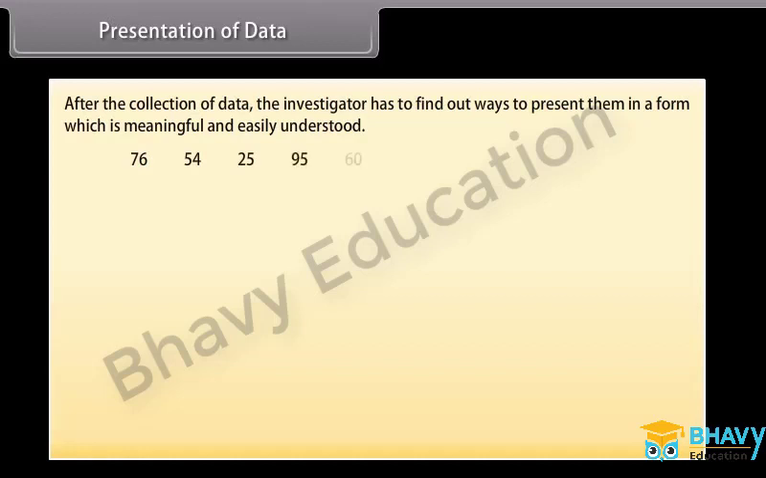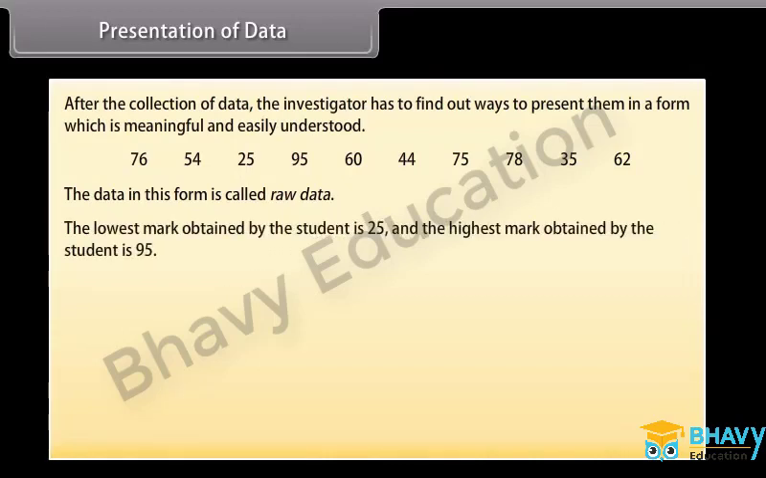Look at these numbers. These numbers are the marks obtained by 10 students in subject science. The data in this form is called raw data. The lowest mark obtained by the student is 25, and the highest mark obtained by the student is 95. If we write these numbers in ascending or descending order, then it would be easy for us to see the highest or the lowest marks.